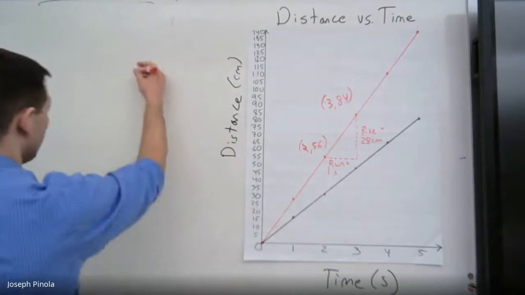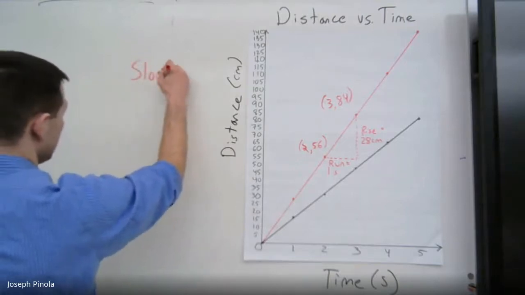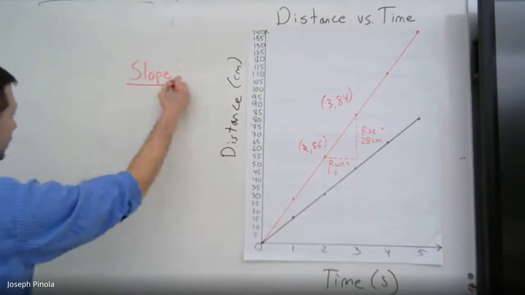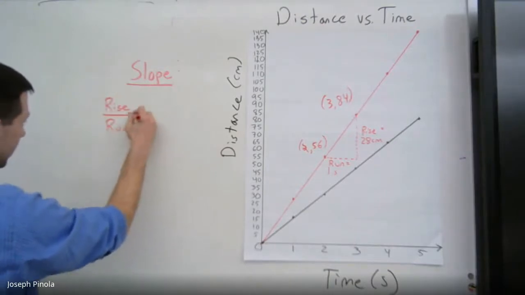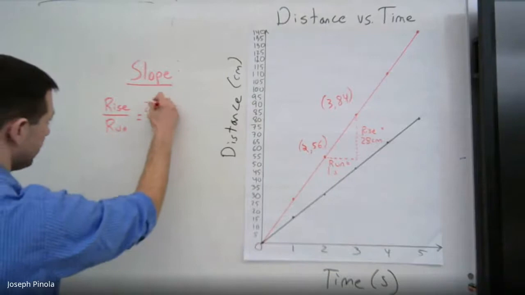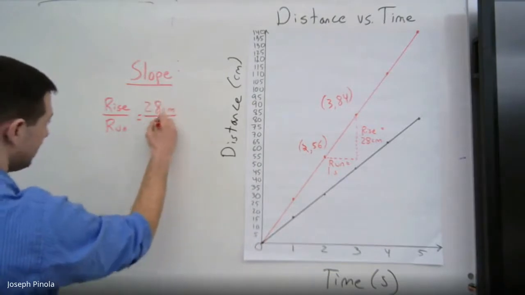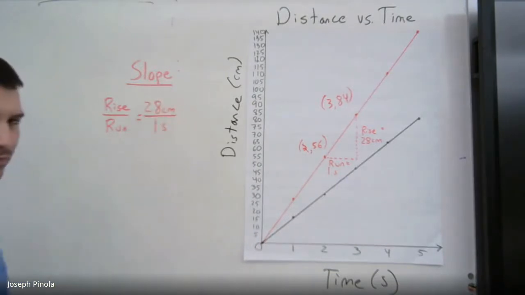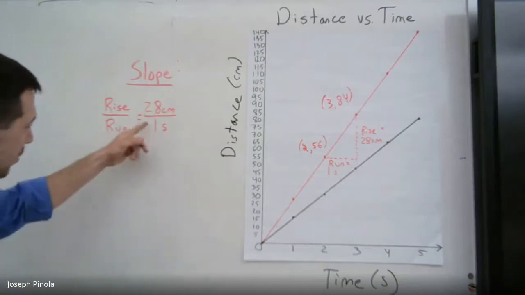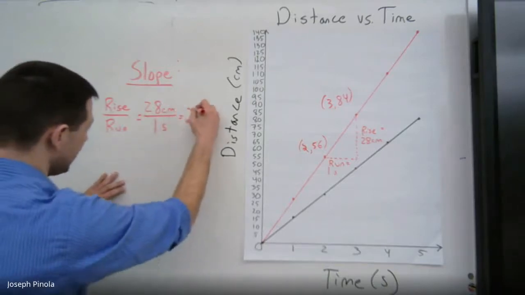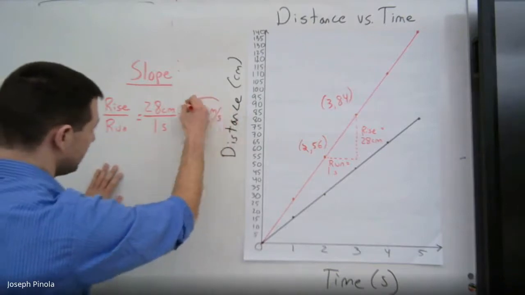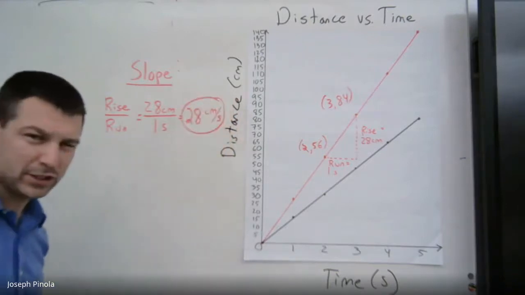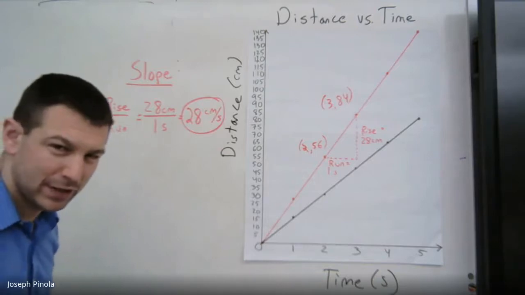Calculating the slope for the red line would just mean that we have to do the rise divided by the run. Or in other words, 28 centimeters divided by 1 second. Well, guess what? 28 divided by 1 is 28. And our units are centimeters per second. Wasn't that the speed of the red train that we found in the last video?